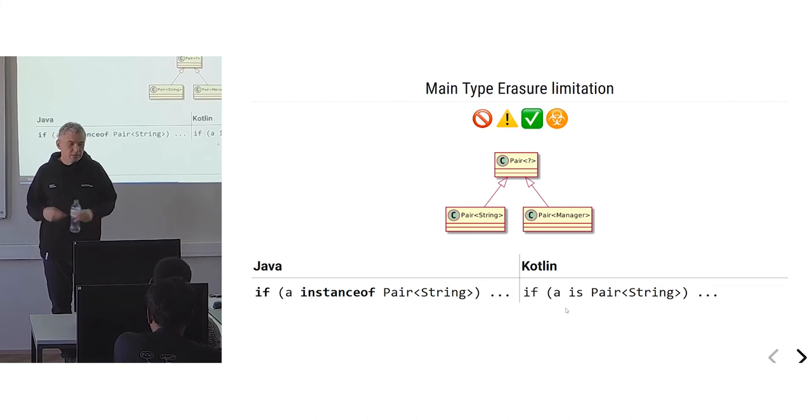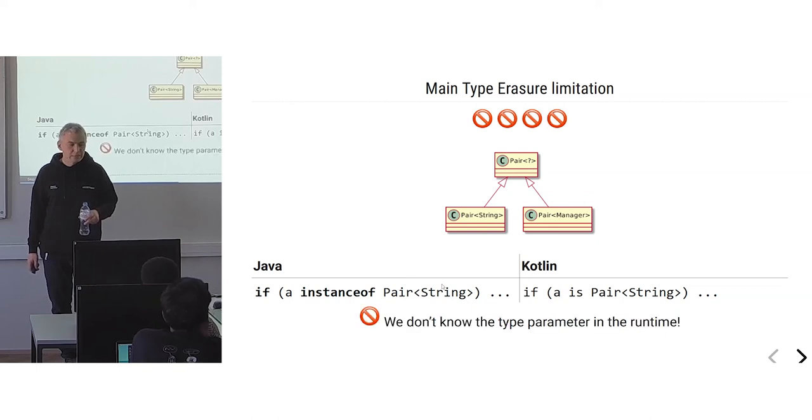Oh, we are just checking the type, right? So what wrong can happen here? Can it check the type in runtime? No, it cannot check it in runtime. That's why it won't let you write such code at compile time. It will be a compilation error.